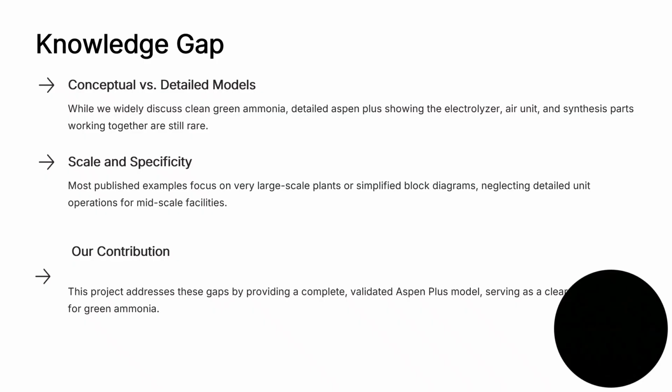In this project, we will be using Aspen Plus to show the electrolyzer, air separation unit, and synthesis loop parts. We will also be focusing on mid-scale plants instead of large-scale or small-scale plants.